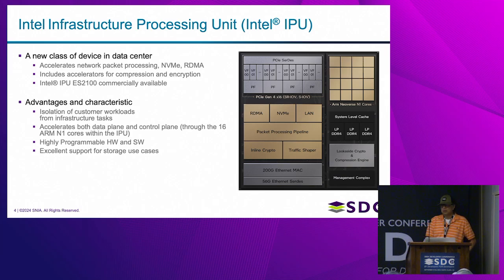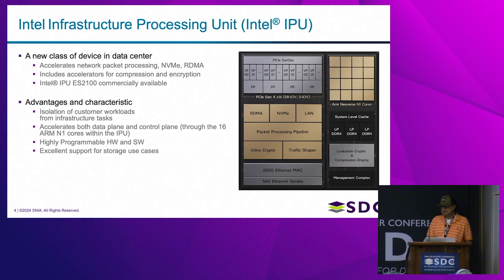So we are all familiar with the concept of SmartNIC, which offloads network computation intensive work that traditionally happened on the CPU onto an acceleration device. There are multiple ways in which IPU is different from just a SmartNIC. First of all, it provides proper isolation of customer workloads from infrastructure tasks. That isolation is carefully built in the different aspects of the hardware and software.